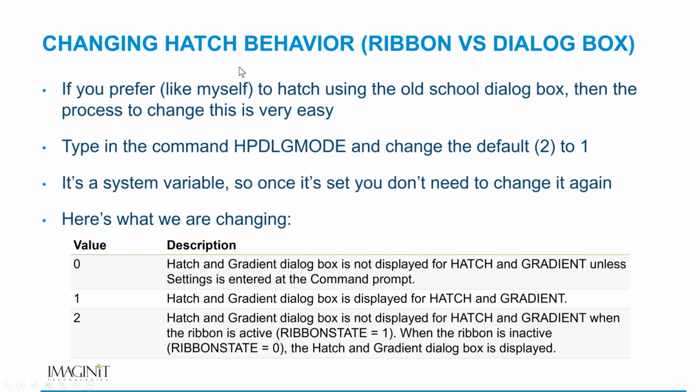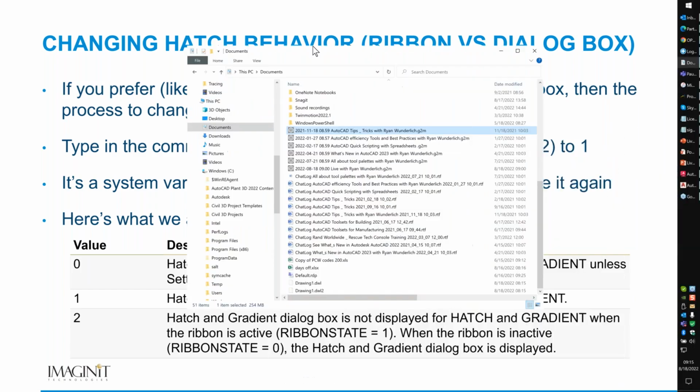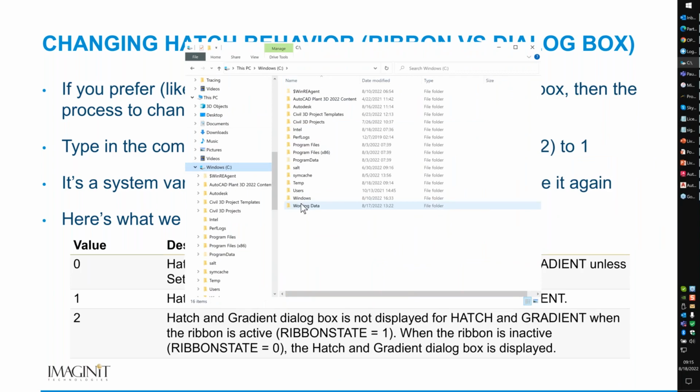All right, so changing hatch behavior, ribbon versus the dialog box. So only open a drawing from AutoCAD. All right, let's talk about this. This is a common thing that I run across all the time. So one of the things that we're going to talk about is, what are you actually set to?